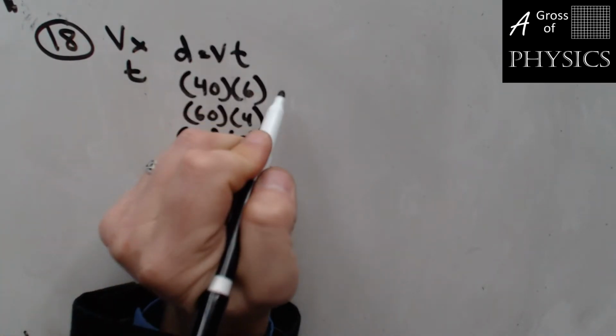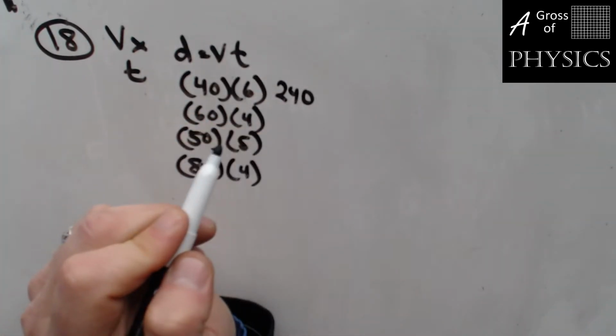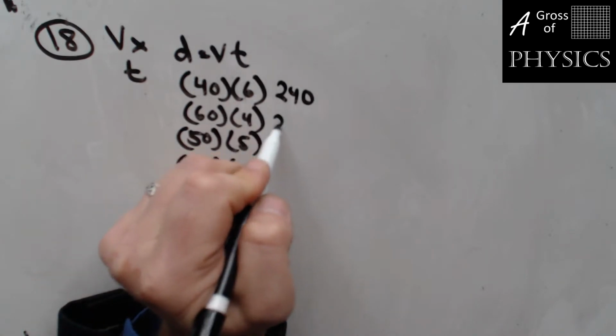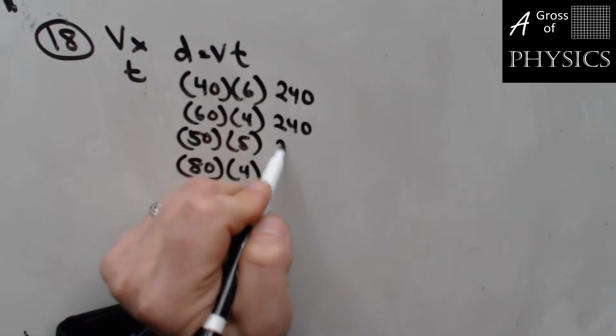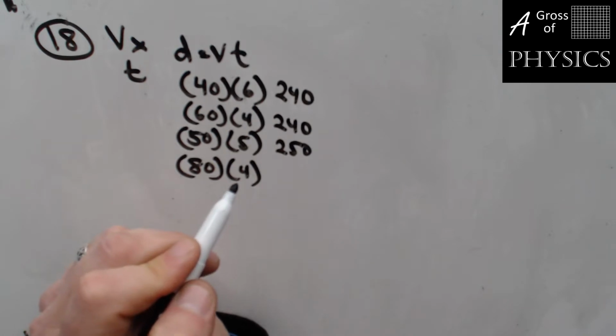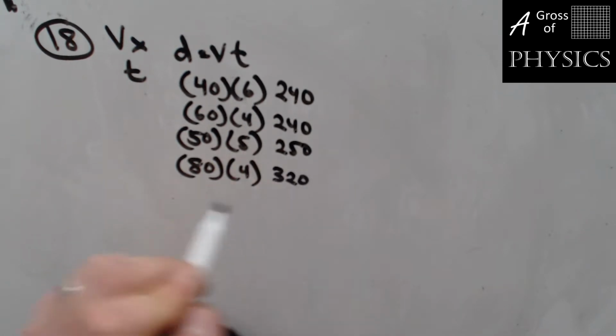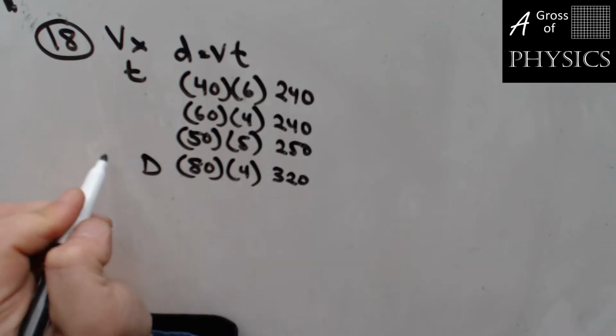Now 6 times 40 is 240. 60 times 4 is 240. 250. 8 times 4 is 32, so 320. So that would be choice D, which is number 4.